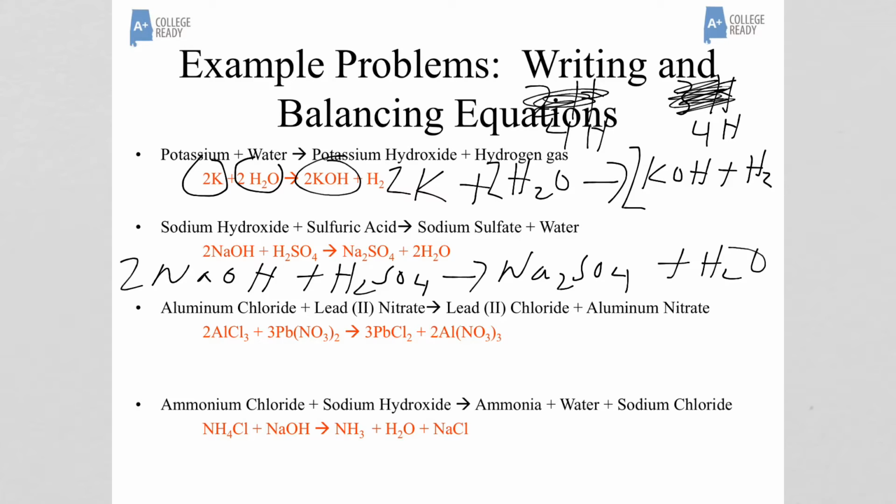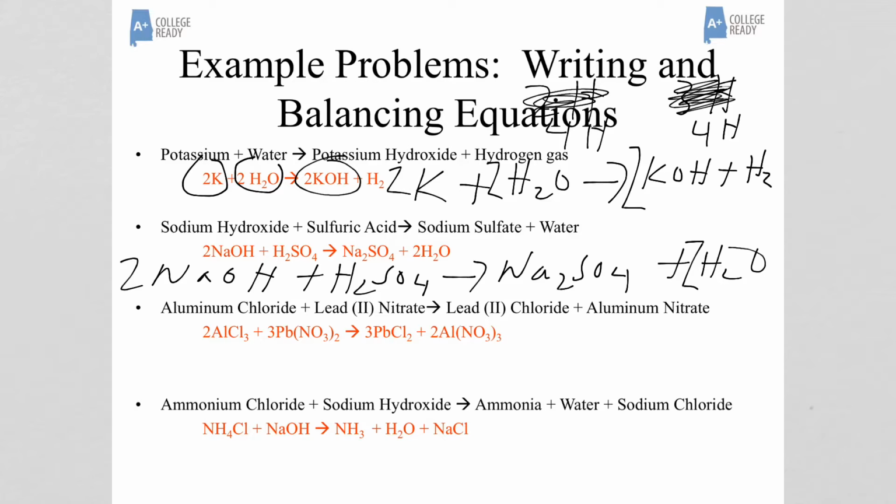Now, the hydrogens aren't balanced. Now we have 4 hydrogens on the left, only 2 on the right. Well, to balance that out, we put a 2 there. That gives us 4 hydrogens. We check to make sure the oxygens are balanced. 2, 6 on this side, 4 here, 2 here, so 6 total.